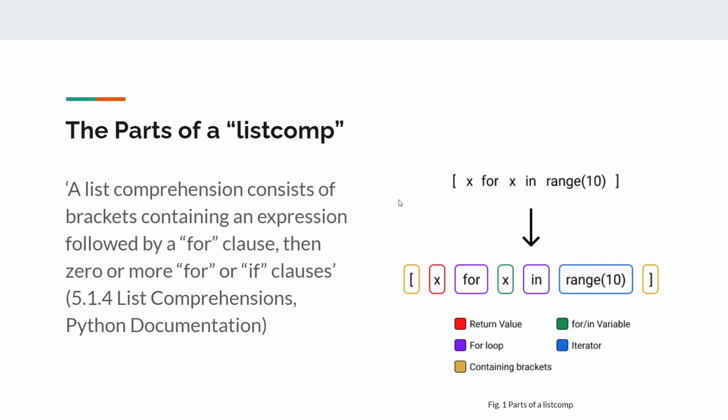And this quote from the Python documentation says, "A list comprehension consists of brackets containing an expression, followed by a for clause, then 0 or more for or if clauses."